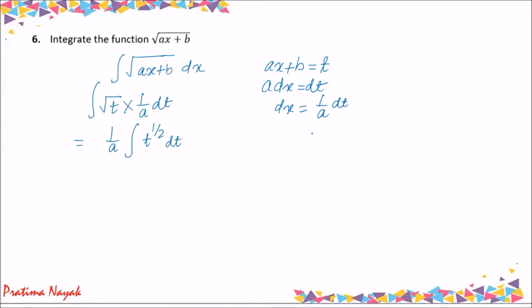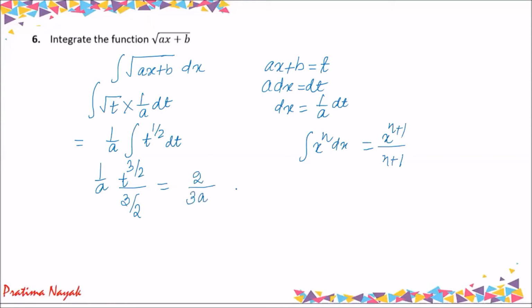So what is the integration of t to the power half? It will be as in this way: the integral of x to the power n is x to the power n plus 1 by n plus 1. So I'll write 1 by a, t to the power half plus 1, which is 3 by 2, divided by 3 by 2. Now see how I'm simplifying. 2 will be taken to the numerator, 3 in the denominator. t is ax + b, to the power 3 by 2, plus c. This is the answer of question number 6.